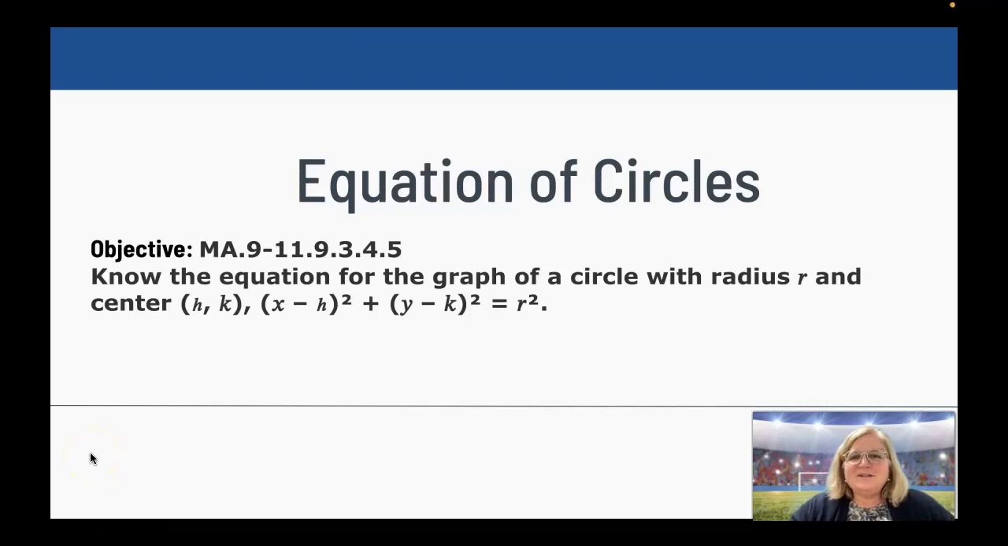Hi, equations of circles. The standard for math says that you need to know the equation for the graph of a circle with radius r and center h, k. The equation is the quantity x minus h squared plus the quantity y minus k squared equals r squared.